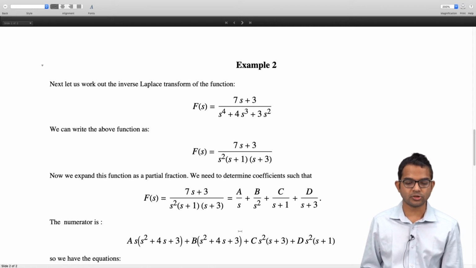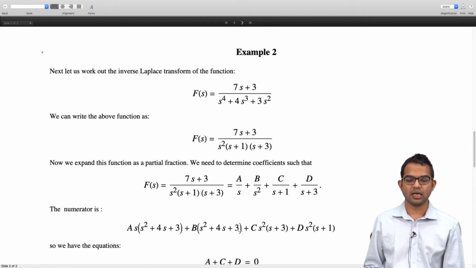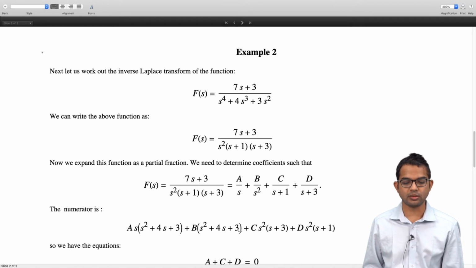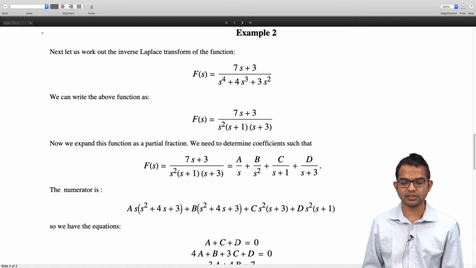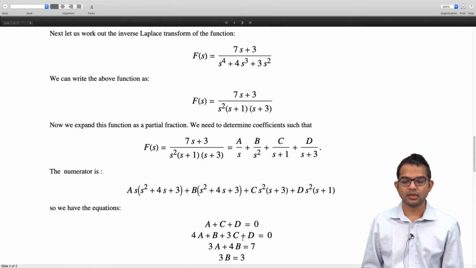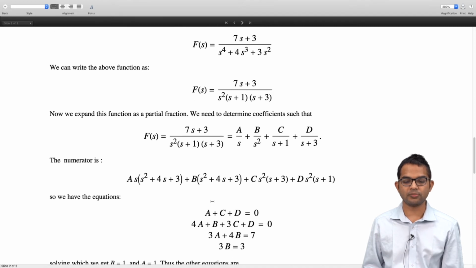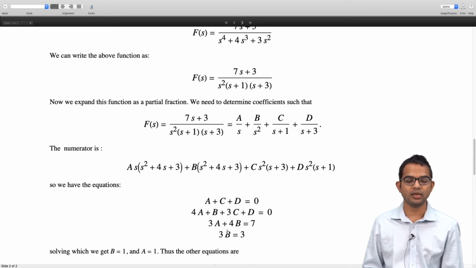And in order for this to happen, we should match term by term. The s cubed term will vanish, so that will give us a plus c plus d equal to 0. Then the quadratic part will also vanish, because in the numerator you have just 7s plus 3. So 4a plus b plus 3c plus d, you can cross check this, must go to 0. Then you have 3a plus 4b equal to 7, 3b equal to 3, solving which you immediately get b equal to 1. Therefore if you plug backwards, from the bottom up, you get a also equal to 1, right?